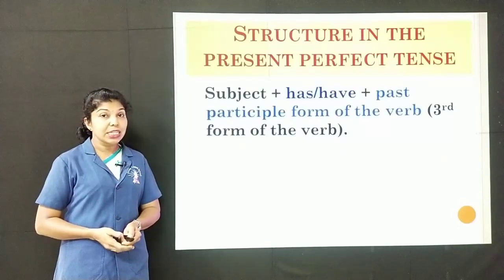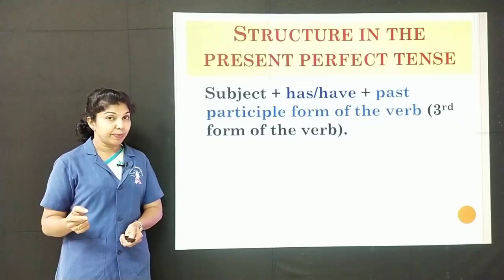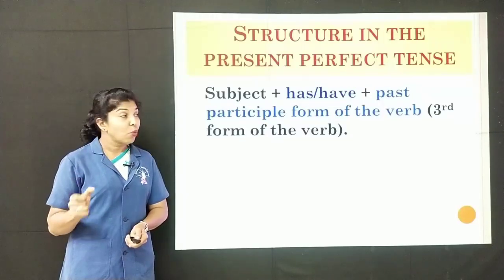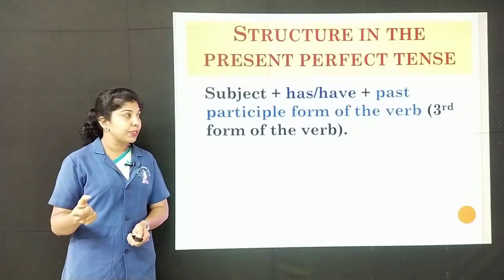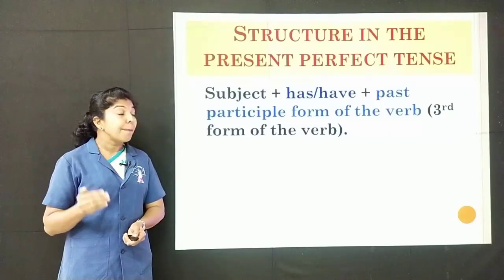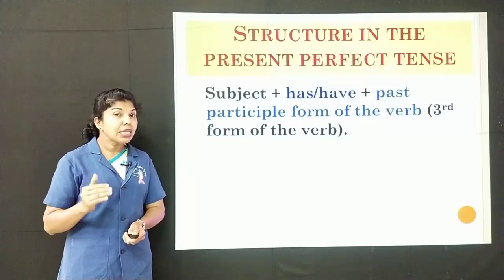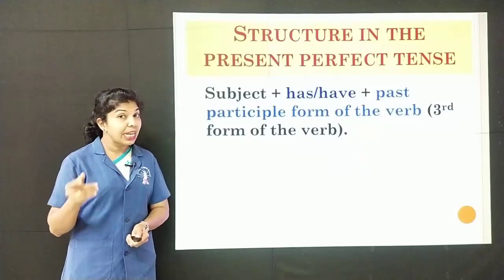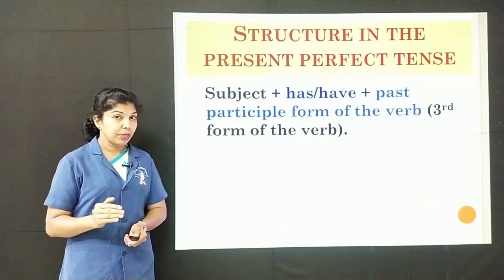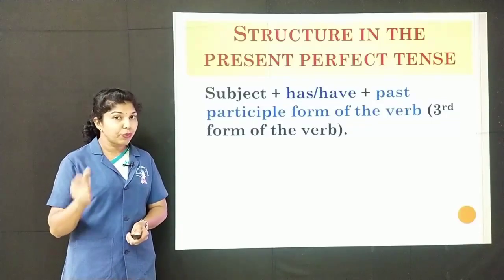The structure is subject plus have or has. Has or have is used as the auxiliary verb, what we call having verbs. So subject plus has or have plus past participle form of the verb is used here. Past participle form of the verb, as I have already told you, it is the third form of the verb. Past participle form of the verb can also be called as third form of the verb.